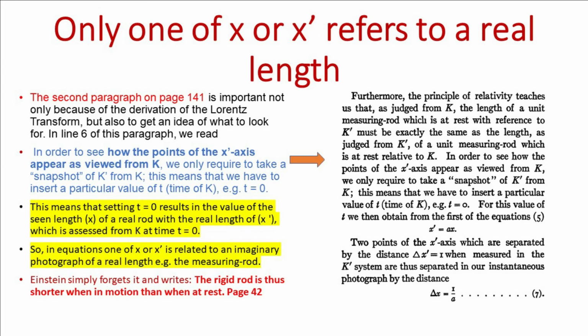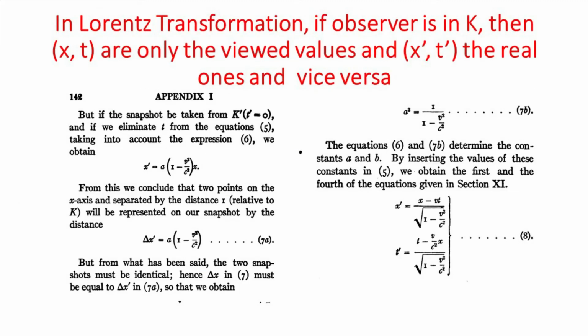So, in equations 1 of x or x prime is related to an imaginary photograph of a real length, e.g. the measuring rod. Einstein simply forgets it and writes, the rigid rod is thus shorter when in motion than when at rest. In Lorentz transformation, if the observer is in K, then x, t are only the viewed values and x prime, t prime the real ones, and vice versa.